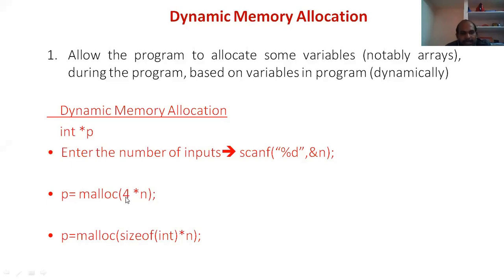Now I have hard coded this as 4 here. Instead of 4, some compilers will have 2 bytes, some compilers will have 8 bytes. So instead of that, I could use sizeof(int). sizeof(int) returns the number of bytes for an integer. Some compilers may take 2, some may take 4 bytes. So this is the syntax of malloc: malloc of sizeof(int) multiplied with n.